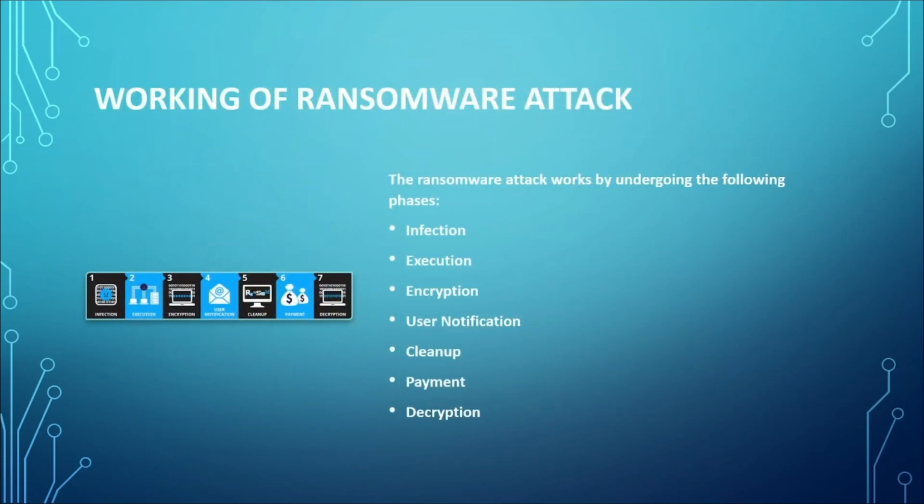Now let us look at the working of ransomware attack. The ransomware attack works by undergoing the following phases: infection, execution, encryption, user notification, cleanup, payment, and decryption. Infection. The ransomware program is downloaded and installed on the device. After installing the malicious program, the execution phase involves scanning and mapping locations for sensitive files and folders. Next, encryption phase. After discovering the files in the execution phase, they are scrambled using the encryption key, and access to them is locked. This key is then shared with the C2 server, that is command and control server.